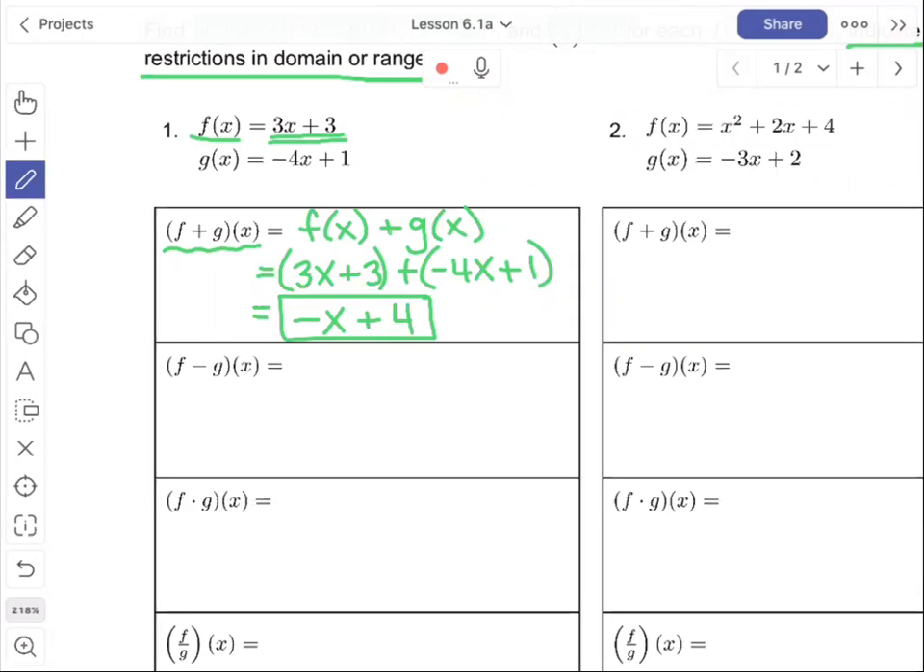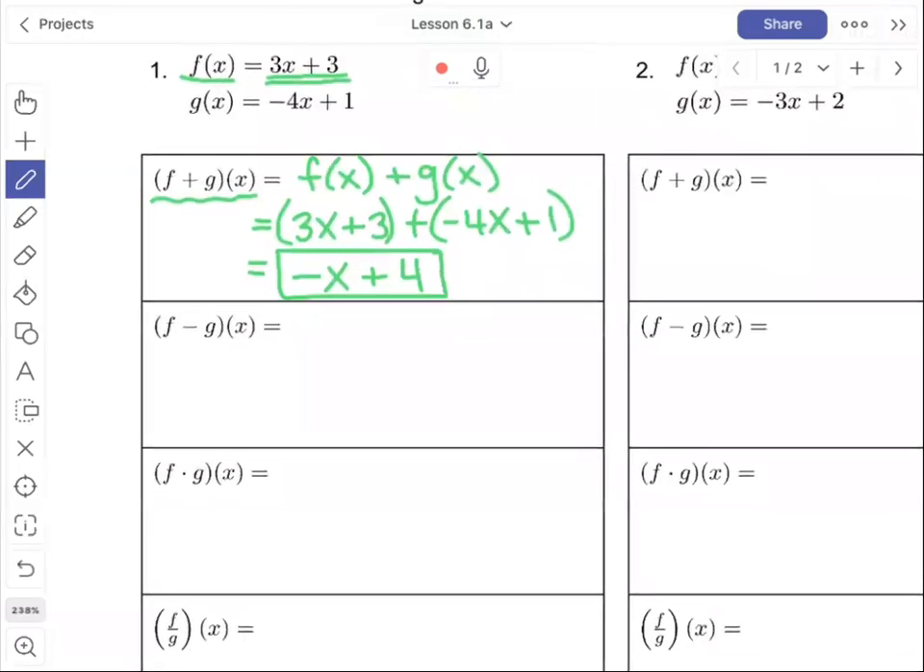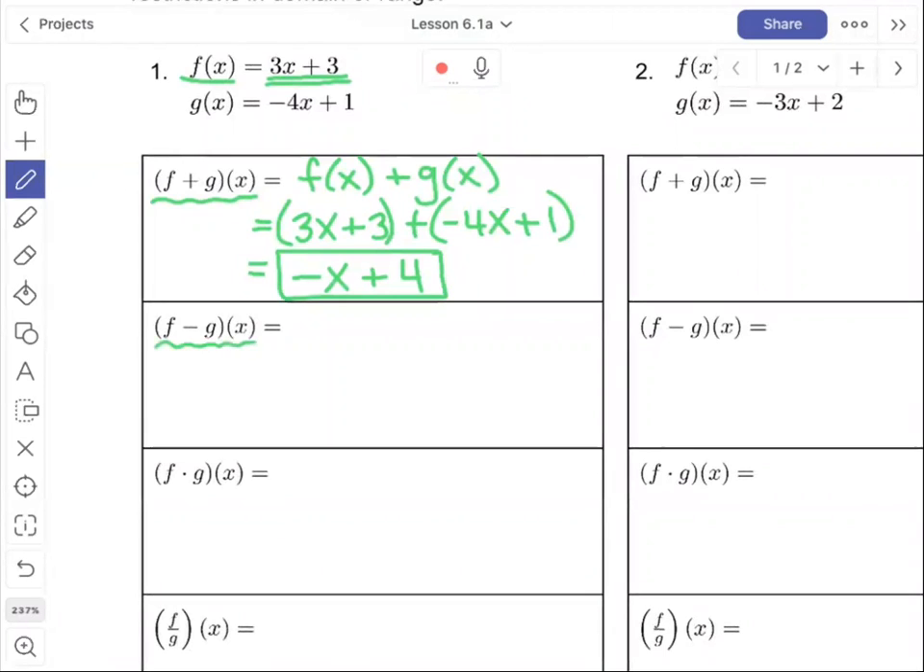Okay, let's try the next one. F minus g of x. Sebastian, help me with this one. Okay, so we get something like f of x minus g of x. So you get something like 7x plus 2. Oh, okay, so you get 3x plus 3. That's the same as last time, but the g of x is negative. The minus 4 becomes plus 4x.